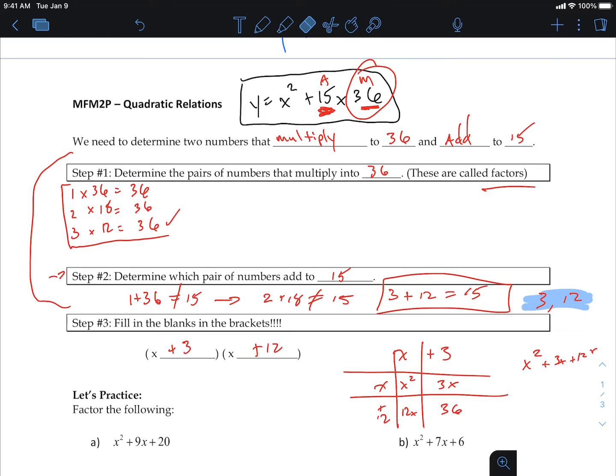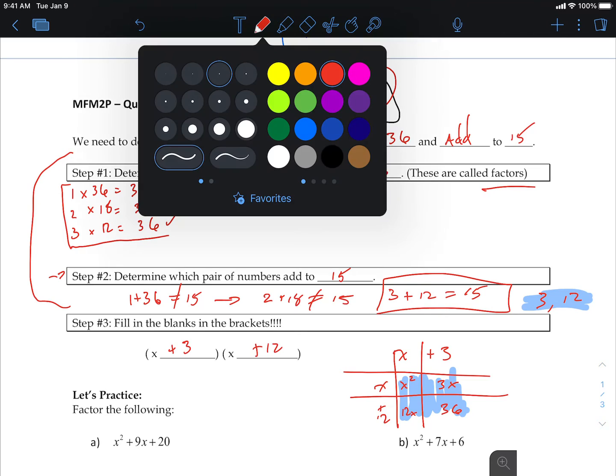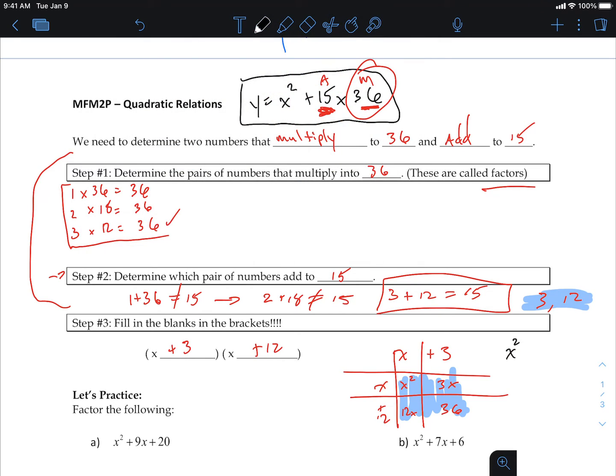Get messy here. Remember what I'm doing, I'm just adding these up. So I'd go x squared plus 3x plus 12x plus 36. Collect the two in the middle.